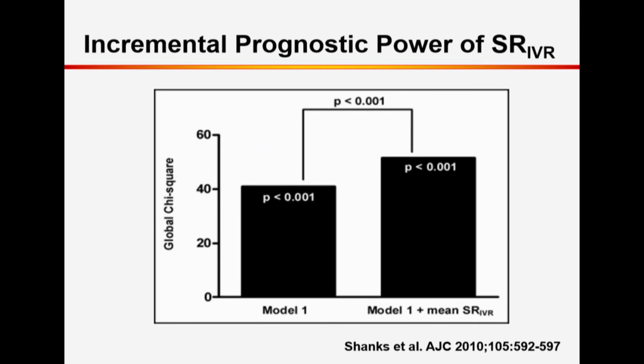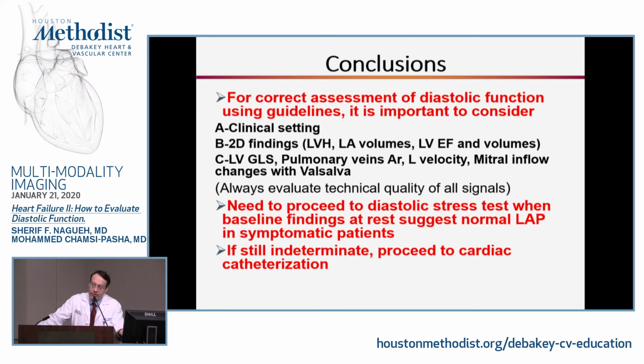So in conclusion, if you want to look at diastolic function, and you should, and you apply the guidelines, look at clinical findings, look at all 2D findings, look at all the signals that you get from pulmonary veins, mitral inflow, annular velocity, and strain. If you have a patient who is symptomatic and the findings are suggesting a normal pressure, you should proceed to a diastolic stress test. If after that evaluation you are still not able to arrive at a definitive conclusion of what is causing dyspnea, then certainly cardiac cath. Thank you.